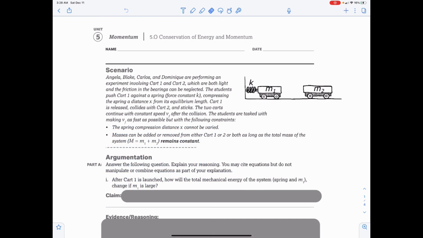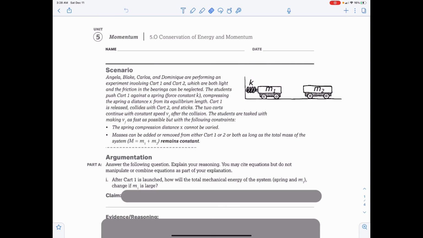AP Physics 1 Workbook, Unit 5 Momentum. Activity O, Conservation of Energy and Momentum. Please remember to pause or rewind the video as necessary. Read the scenario along with me, please.